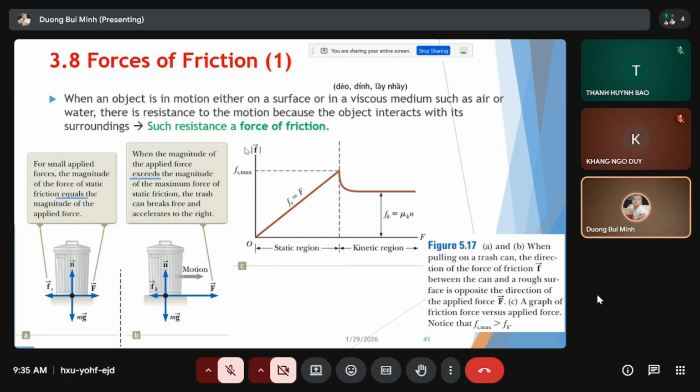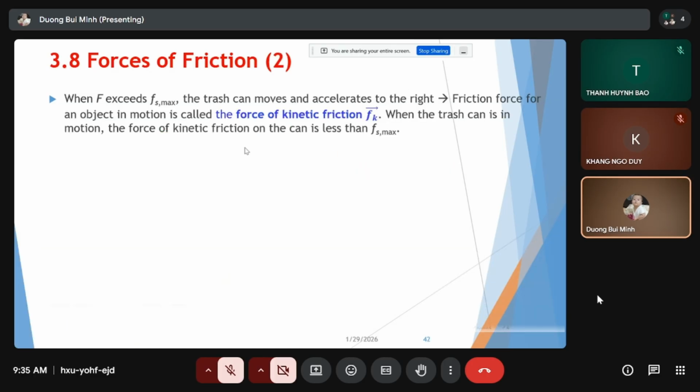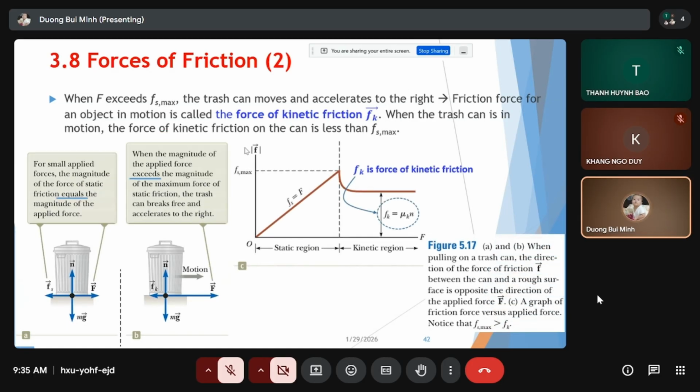So this is the basic graph to help you understand static friction force and kinetic friction force. Of course, we have some explanation here. When F exceeds Fs max, the can can move, and it moves and accelerates to the right.